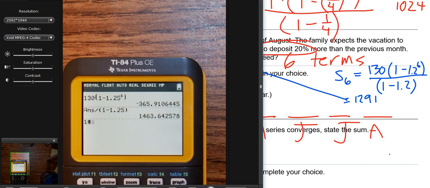Okay, so 1464 take away 1415. How much are they over budget? How much are they over budget now? Yep. Okay, they got $49 to spare.